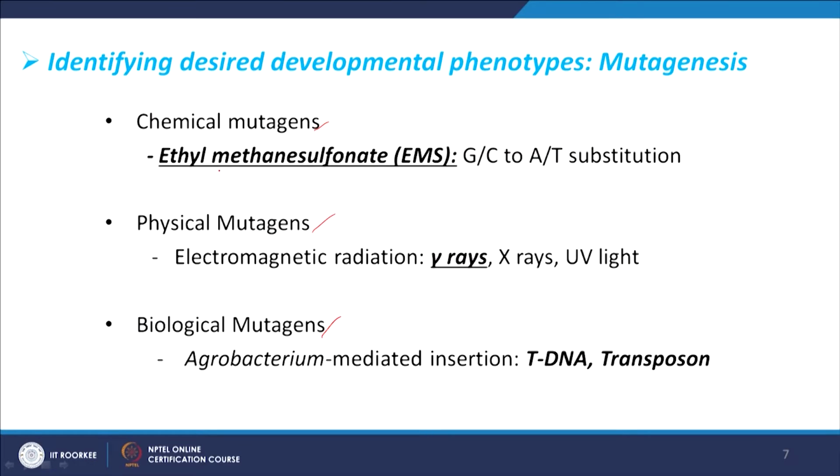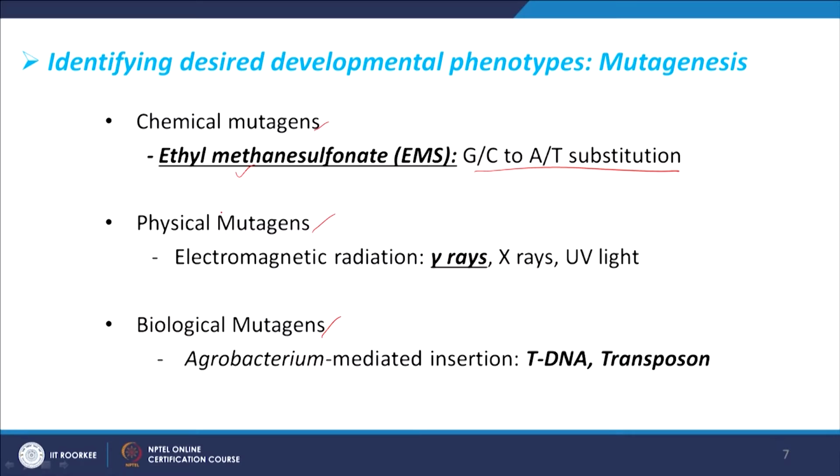In chemical mutagens, the most frequently used chemical is EMS. EMS generates point mutations. As you will see in the next slide, it changes the nucleotide in a way that a GC base pair gets converted into an AT base pair. This is a kind of point mutation, and any point mutation has a lot of benefit. The second is physical mutagens, where you can use different electromagnetic radiations, gamma rays, X-rays, UV light, and they can induce random mutations in the genome. We will take an example of gamma ray radiation.